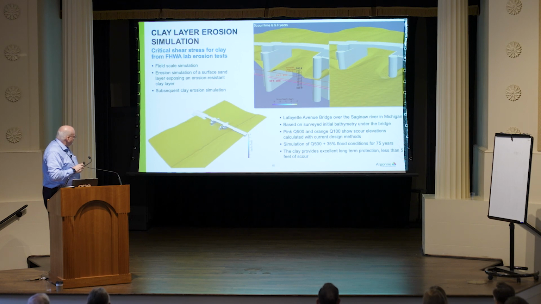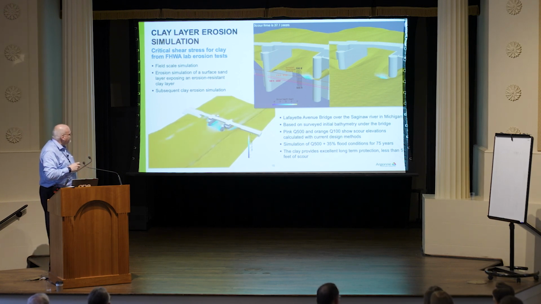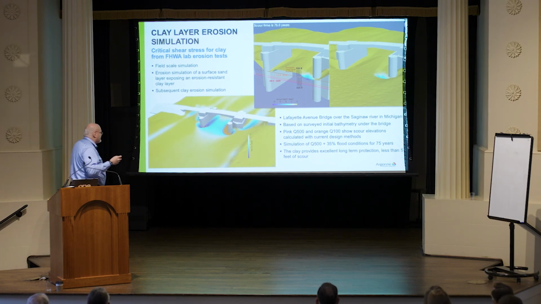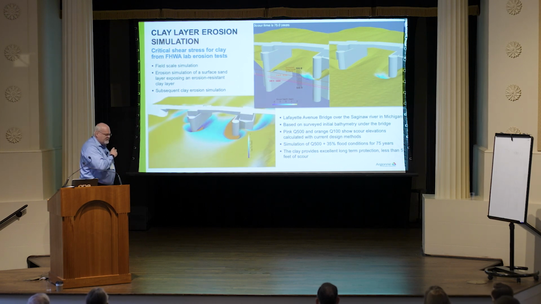Here's another case like that. This is the same bridge that you saw yesterday in James and Cornell's presentation, the Lafayette Avenue Bridge over the Saginaw River, right? And so the problem that they described yesterday, or let's say the lucky solution, is that there is a clay layer under the sand layer that you have on top, right?